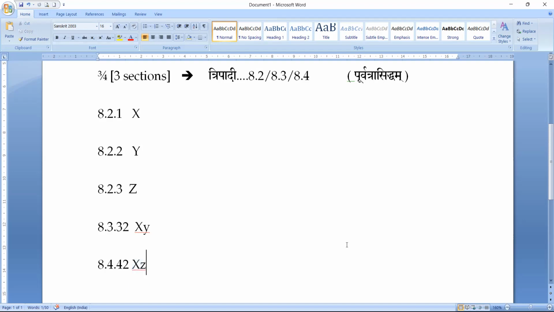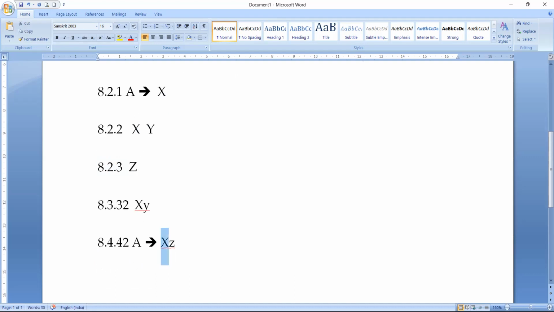This is one explanation. Another one also I tell you. Listen. See the application of 8.2.1 to A, it gives X. Now, you directly go to 8.4.42. Application to A gives you, suppose, XZ. This is the resultant of this Sutra, 8.4.42. This result is not visible to 8.2.2. 8.2.2 will see only the result of the preceding Sutra, which is X only. It cannot see the resultant of the succeeding Sutra.